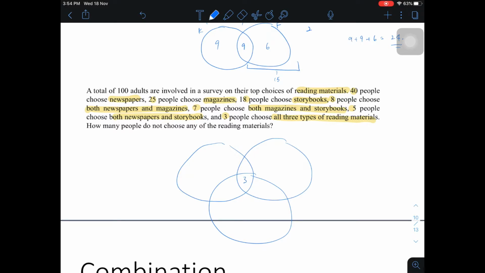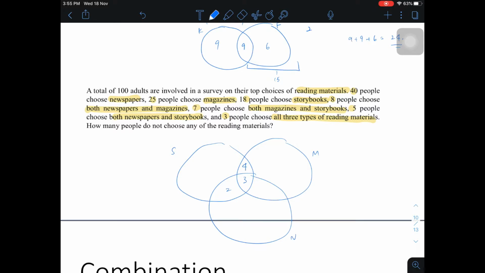And we have basically storybooks, magazine, and newspaper. So we understand that 5 people chose both newspaper and storybooks. So that means in here there is 5 people. So 5 minus 3, 2. And then we understand that both magazines and storybooks, there are 7 people. Both magazines and storybooks is over here. So 7 minus 3, which is 4.